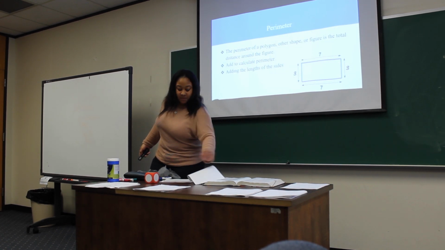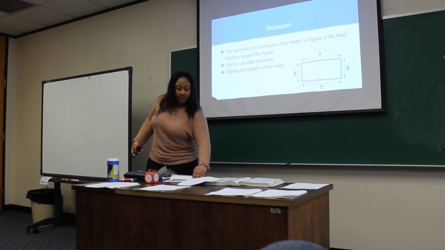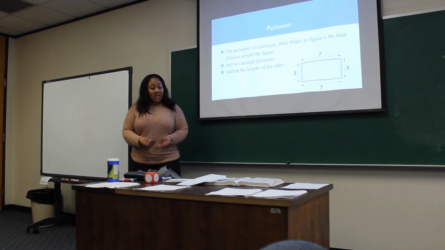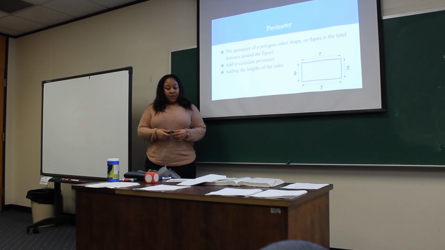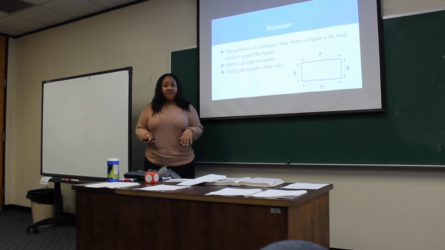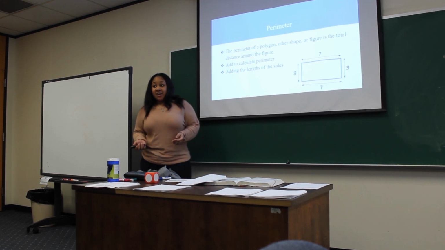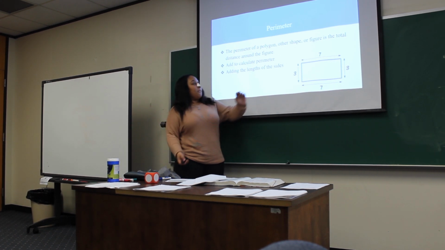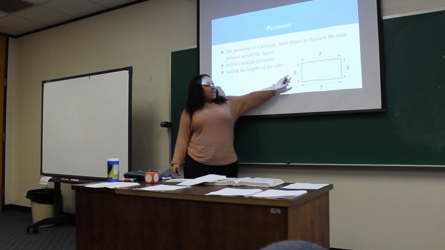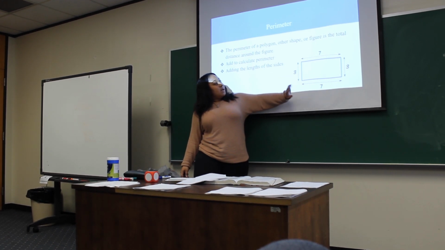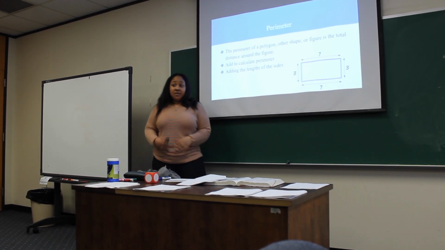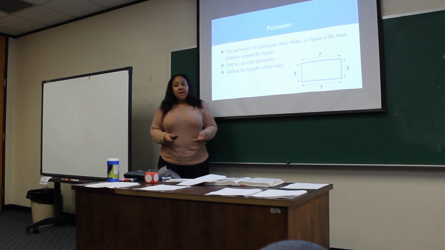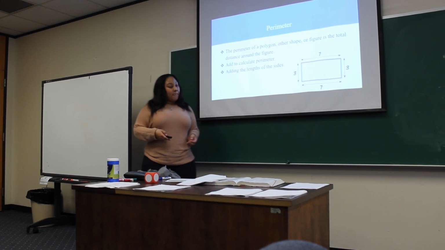So perimeter. What is perimeter? Perimeter is the total distance around a polygon or other shape or figure. To calculate perimeter, you have to add the lengths of the sides. So with this figure right here, you would have to take each side, 3 plus 7 plus 3 plus 7, and add all of those numbers up in order to find the perimeter.